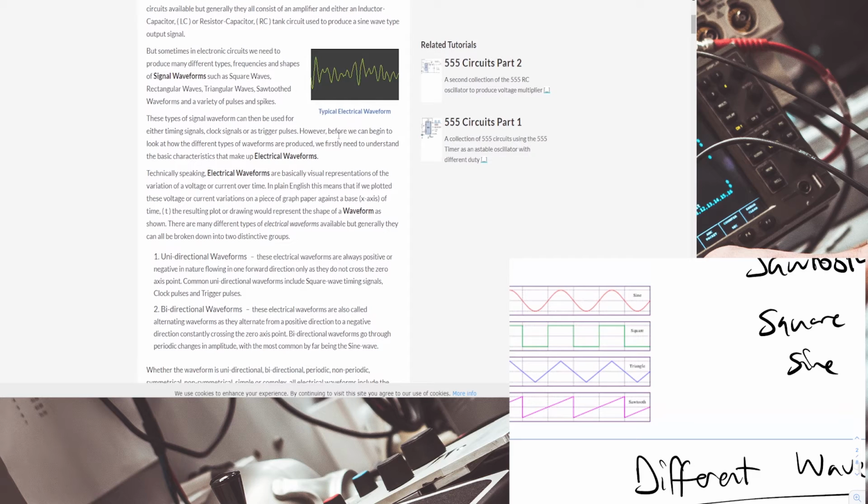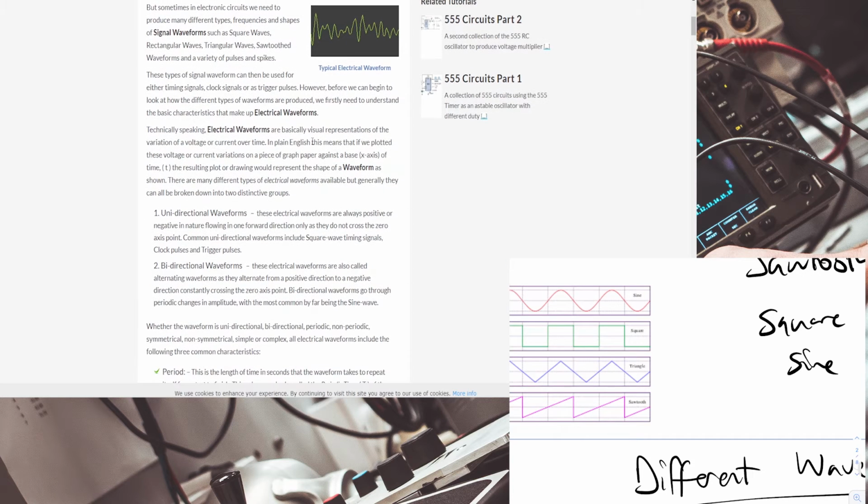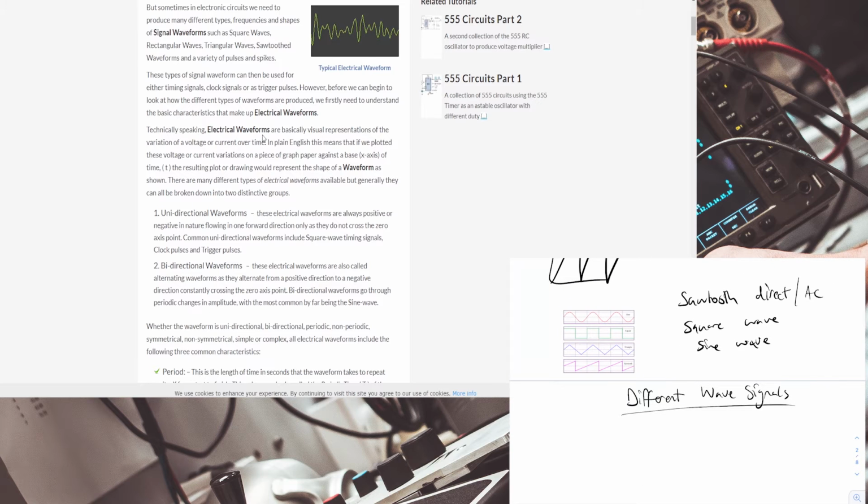What's funny is they haven't taught me anything like this, and the way they just jump straight into it in the module is painful, man. I knew there were different types of waves, but I don't know anything about them. So technically speaking, electrical waves are basically visual representations of the variation of a voltage or current over time. In plain English, visual representations.